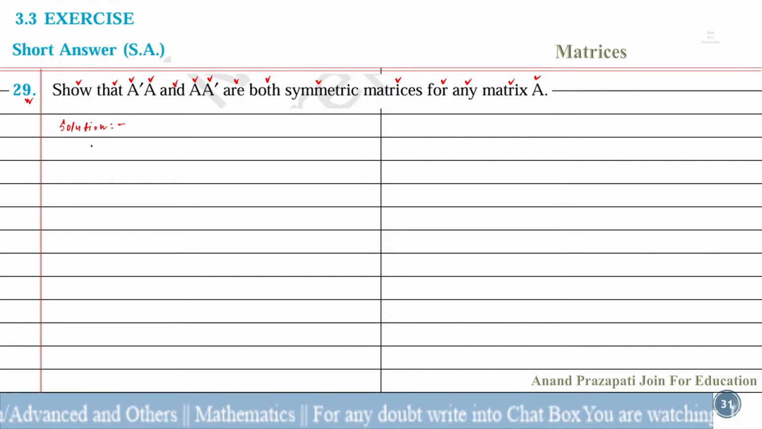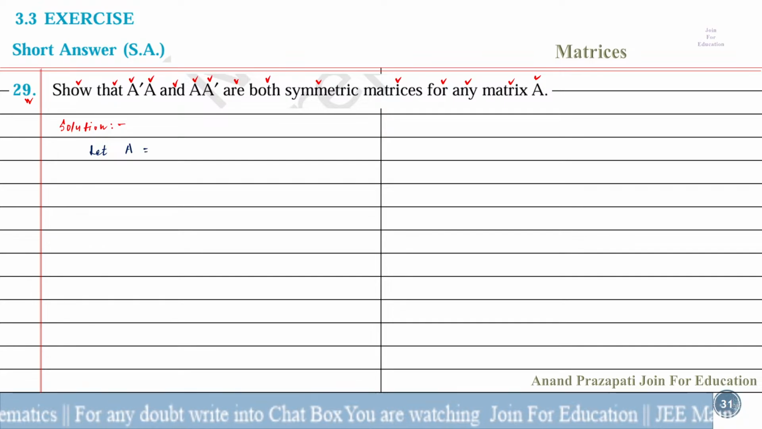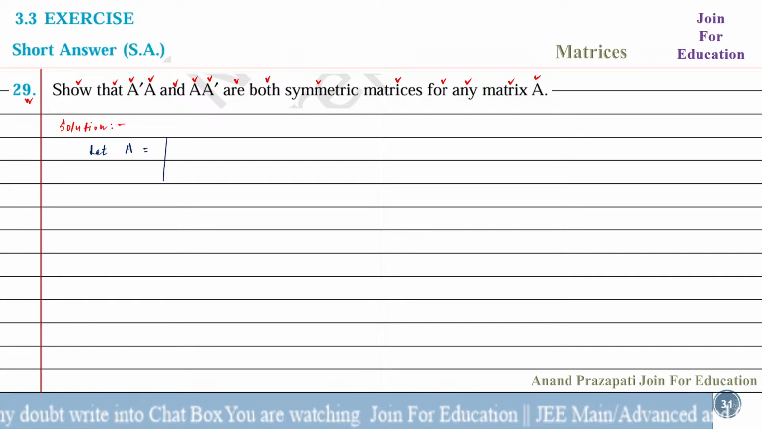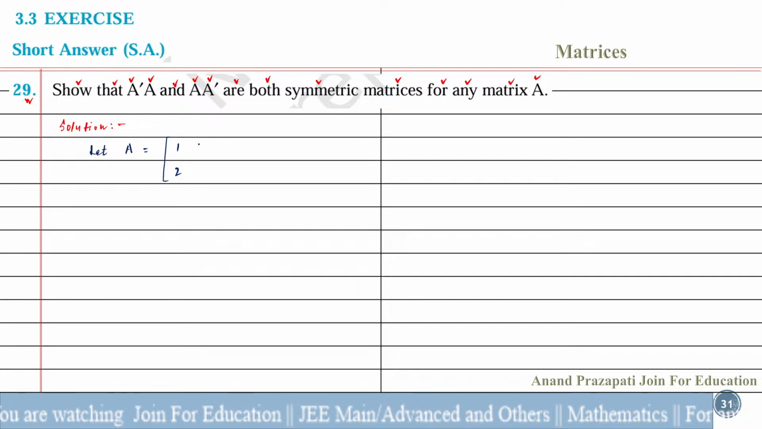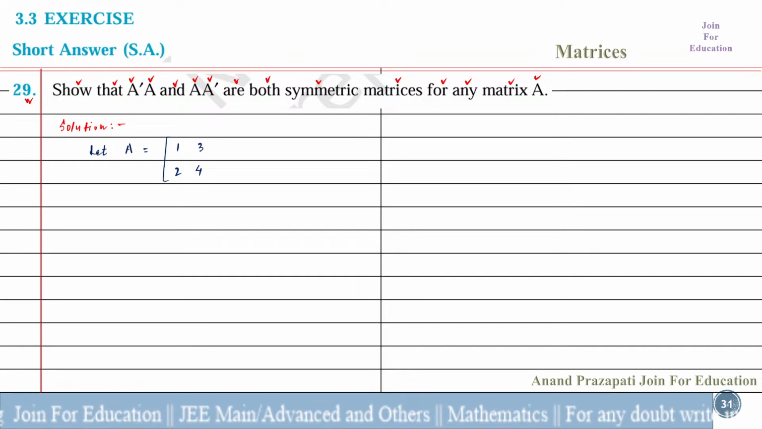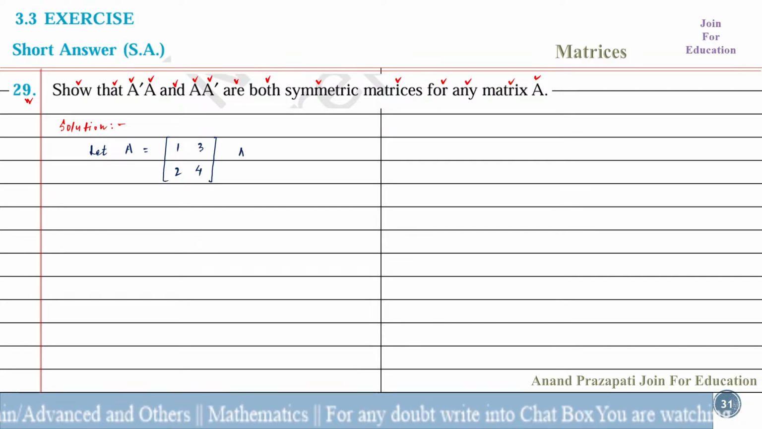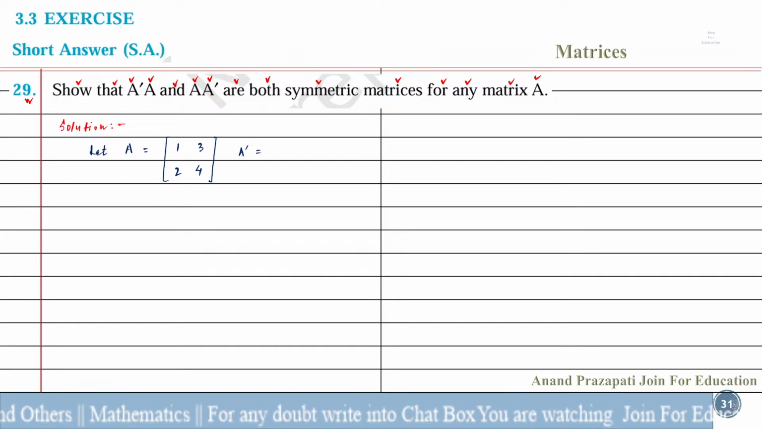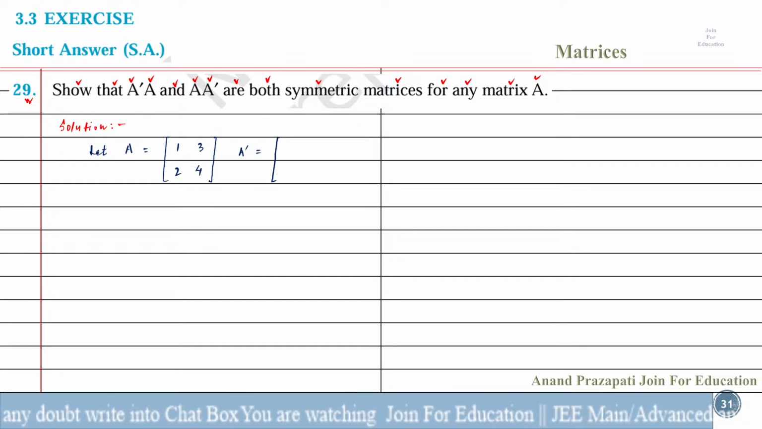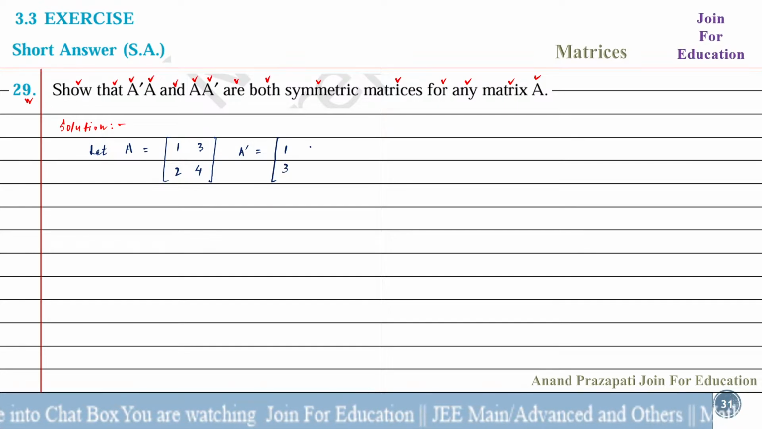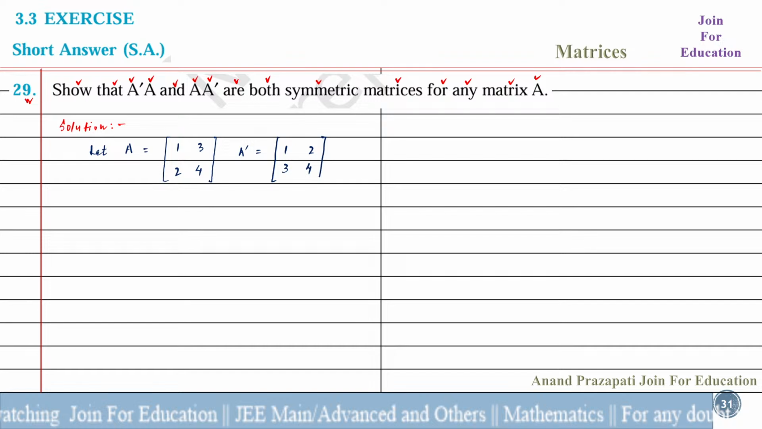Let matrix A is 1, 2, 3 and 4. Therefore, the transpose of A will be first row will be first column, so 1, 3 and 2, 4. Second row will be second column. Hope there is no problem to understand up to this step.